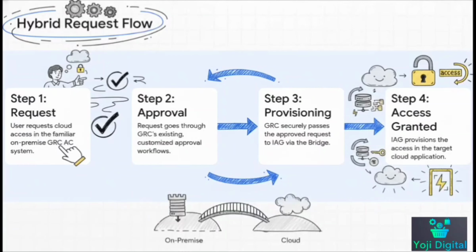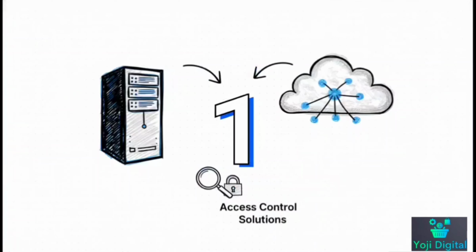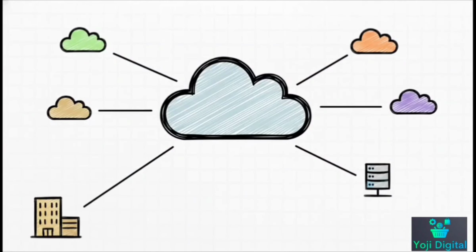We have seen the tools and the bridge. Now, which path is right for you? Let's look at three scenarios. First, the IAG-only path. It's perfect for cloud-first organizations. If you're building from scratch or prefer standard, out-of-the-box processes, IAG is your one-stop shop. This is great for smaller companies, for those without complex compliance rules.